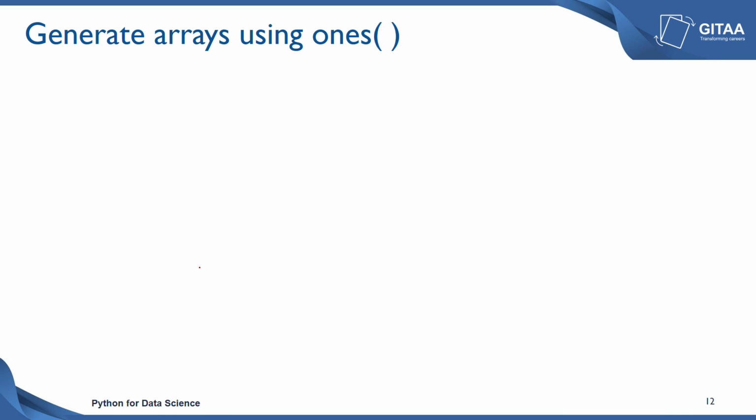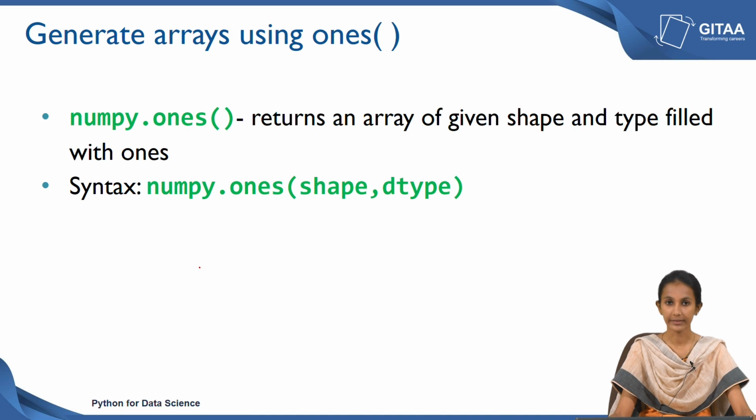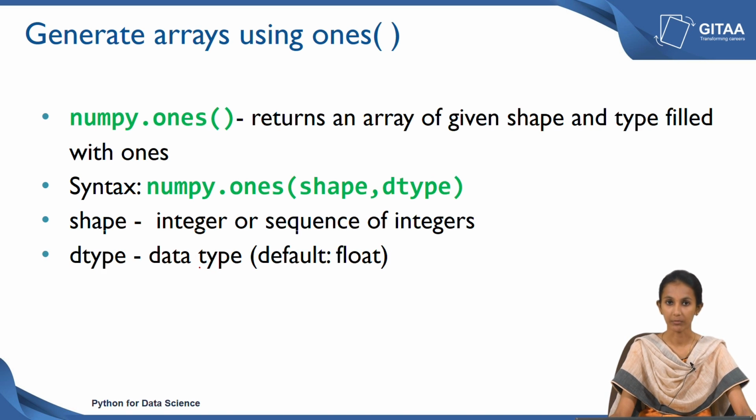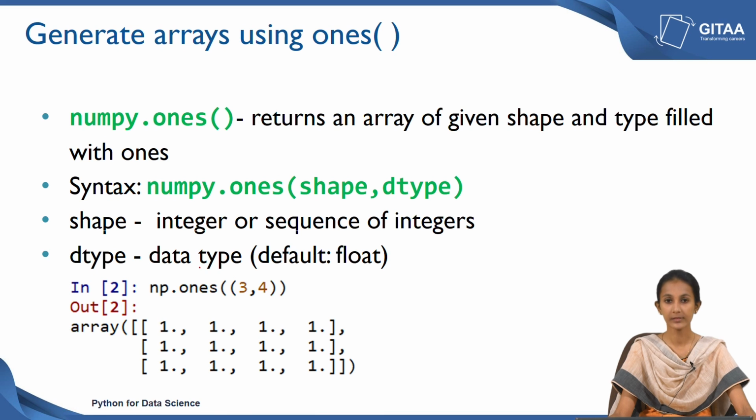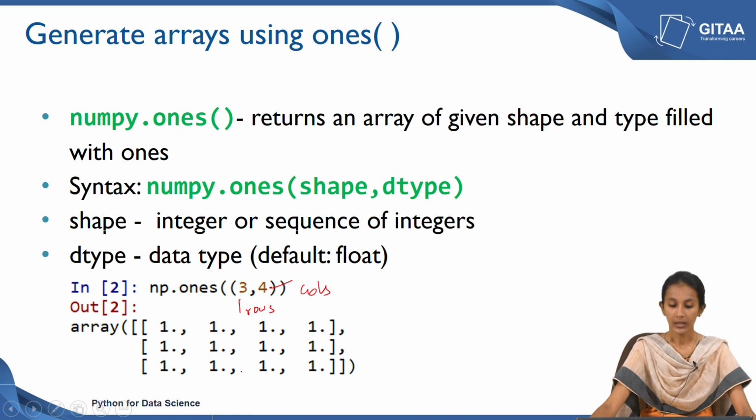Let us say you want arrays filled only with ones. You can use a command called numpy.ones. It returns an array of a given shape. If you specify the shape, the number of rows and columns, it returns an array fully filled with ones. The syntax is numpy.ones, shape, which is an integer or sequence of integers, and dtype, which is the data type. The default is always float. When you give np.ones 3, 4, 3 stands for rows and 4 stands for columns. So, it has generated an array with 3 rows and 4 columns fully filled with ones.